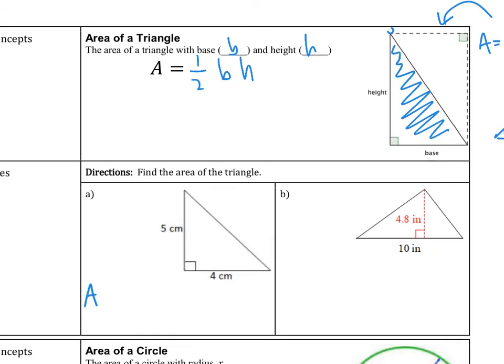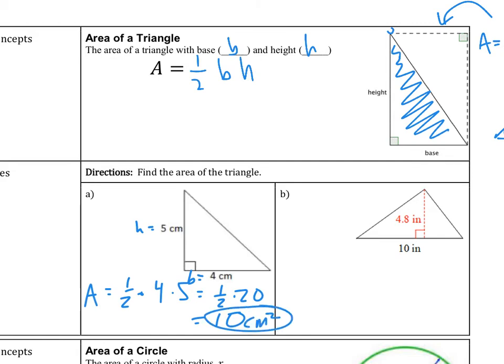So area equals 1/2 times the base, 4, and the height, 5. If it's a right triangle, that's not too tough. 1/2 times 20, and that is 10. And the units would be square centimeters.